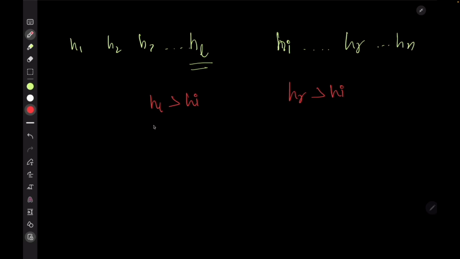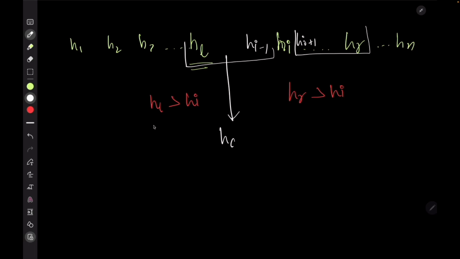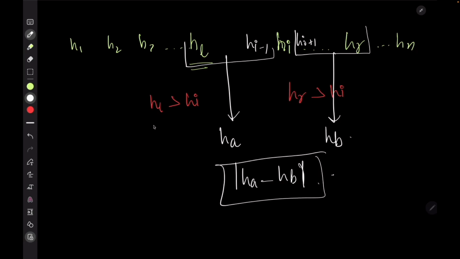Now, for these persons, what Miss X has to do is, among the persons from hl to hi minus 1 and from hi plus 1 to hr, find the minimum height. Suppose the minimum height among the first group is ha and the minimum height among the second group is hb, then the answer to this problem will be the absolute value of ha minus hb. Okay, this will be our answer.